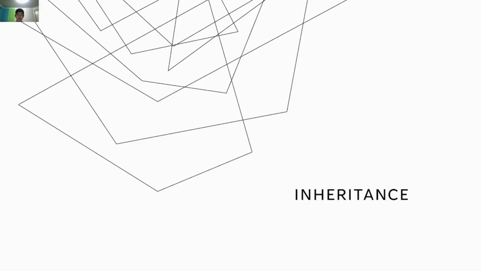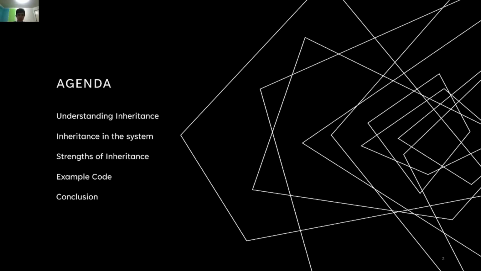In object-oriented programming, inheritance allows us to create efficient and adaptable code structures. Imagine a blueprint for a house. Inheritance lets us leverage that blueprint to create different rooms, which are the classes, that share common features but also have specialized functionalities. For our agenda, we have to understand inheritance in the system, in our code, strengths of inheritance, an example code, and our conclusion.